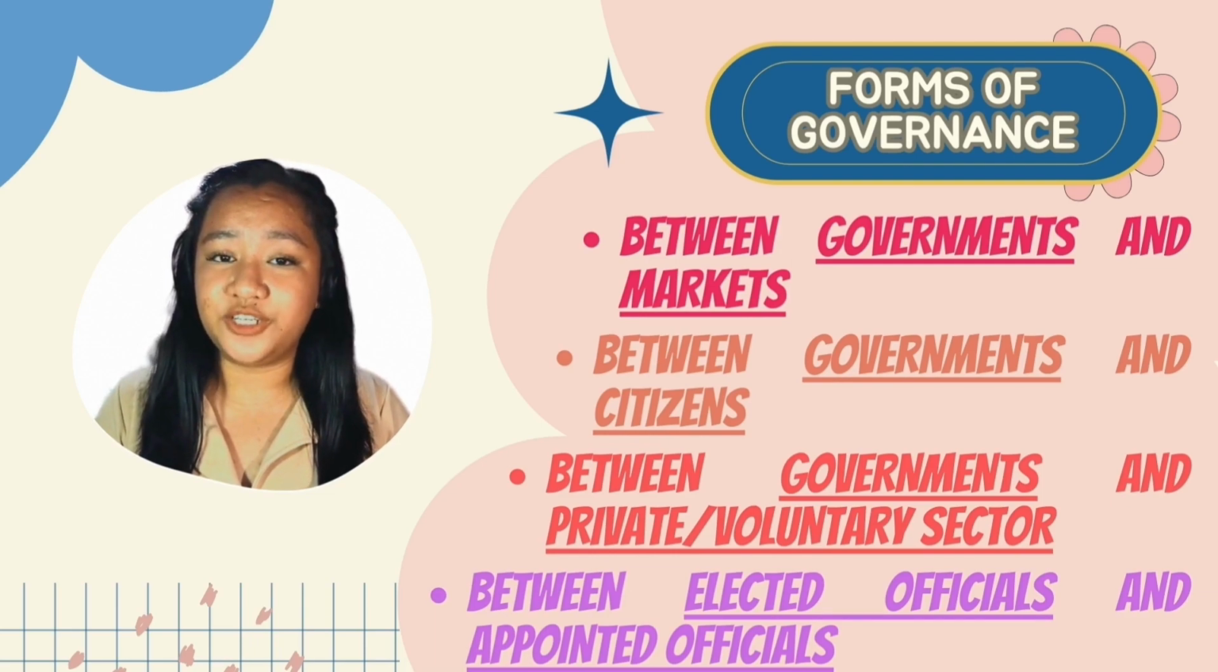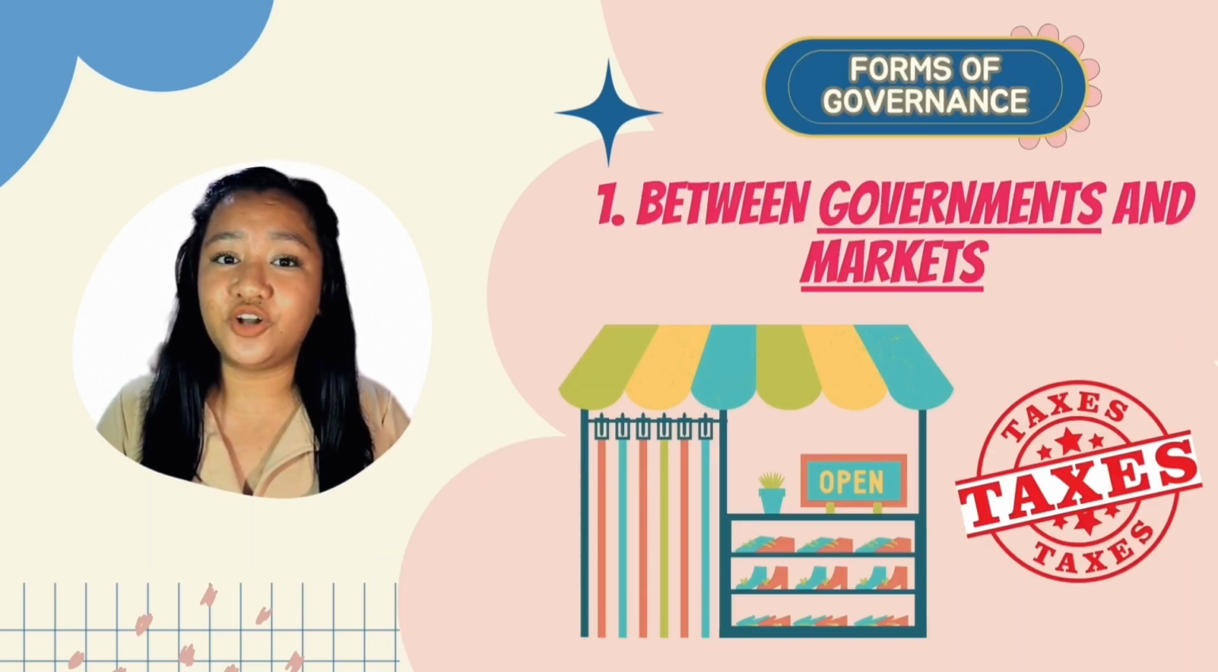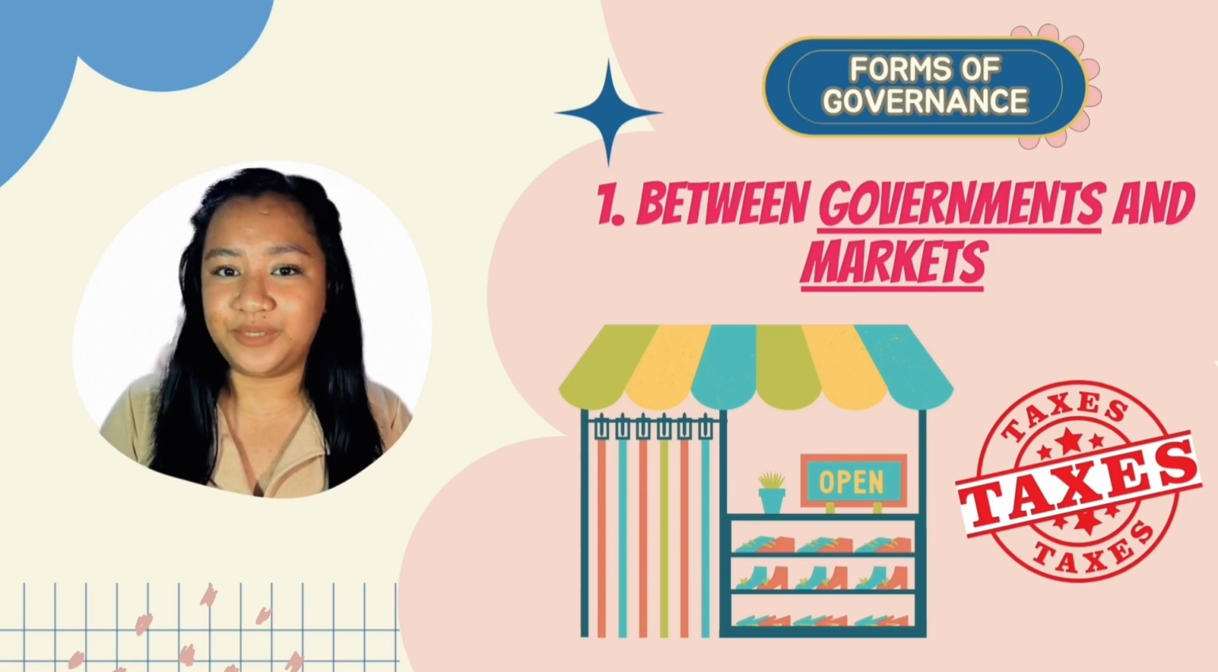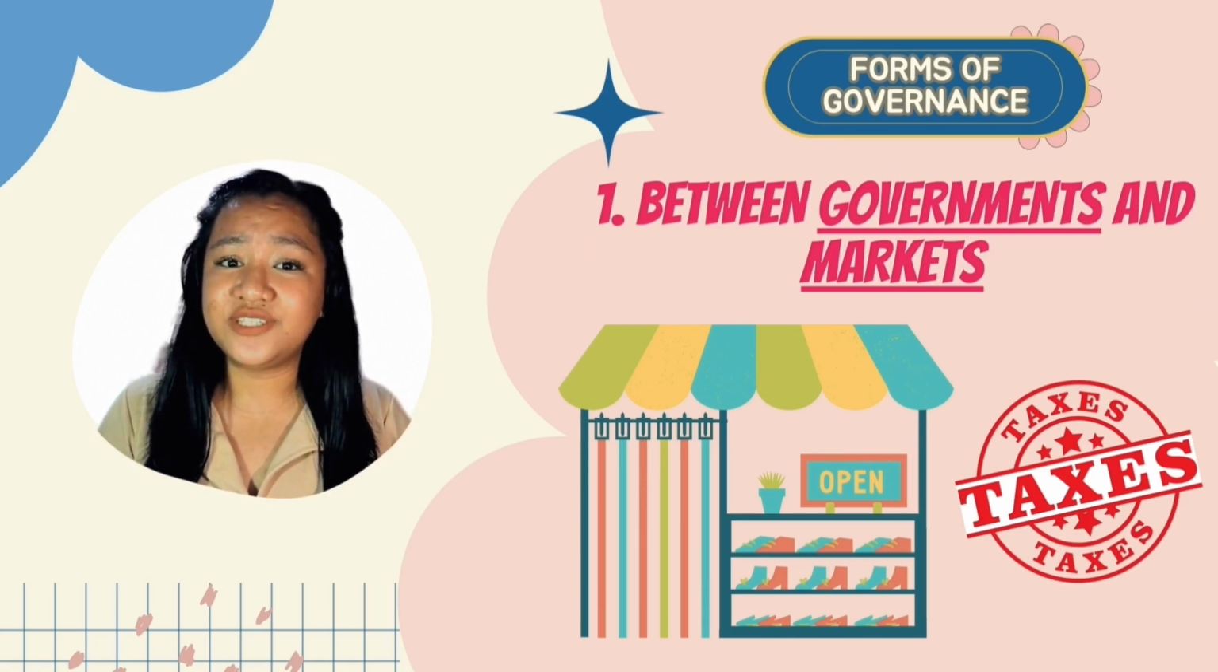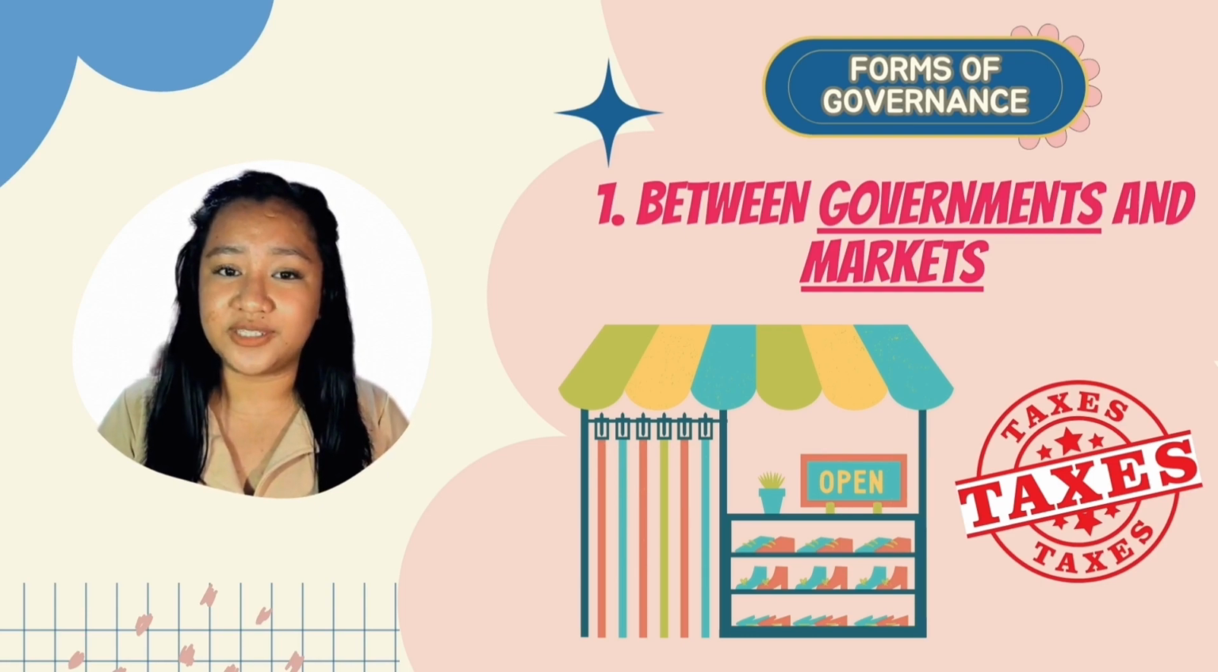First is the relationship between government and the market. There is a role for government in a market economy. Government provides certain goods and services, and these services are paid for by taxes, which include such things as providing for the national defense, protecting the environment, and protecting property rights.